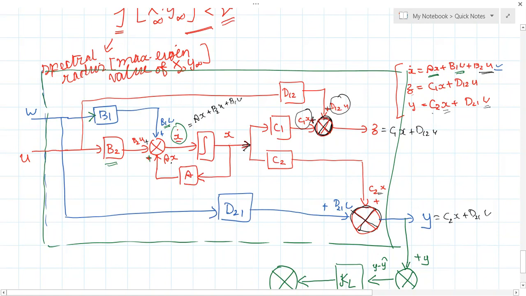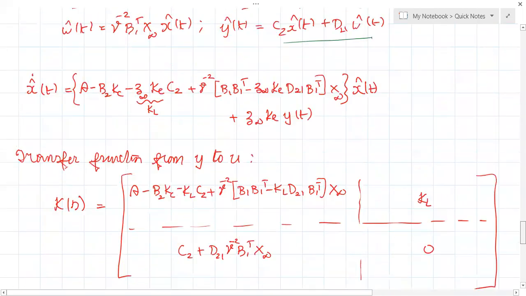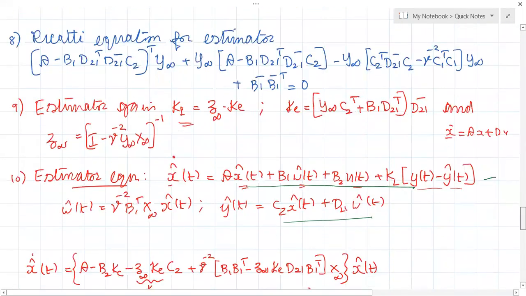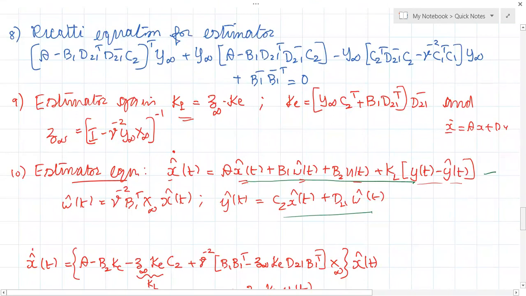Okay, now this is our planned configuration. Now we have to implement the estimator, right? So what is the estimator equation? See, the estimator also has dynamics similar to the plant: AX plus B1W plus B2U, with an extra term corresponding to the estimator gain KL.